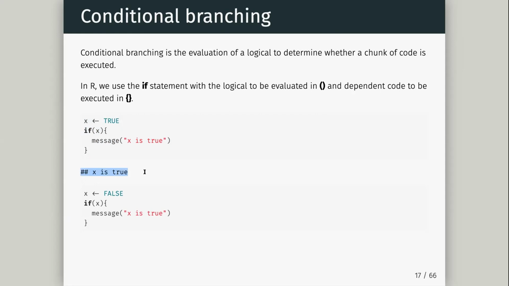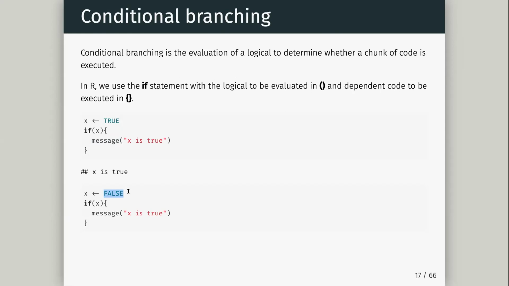If you ever want to print anything to the console in R, message is the way to do it. Don't use print, don't use cat. Message is the way to do it because message can be controlled and suppressed. You can turn off messages in R. You can't turn off printing.